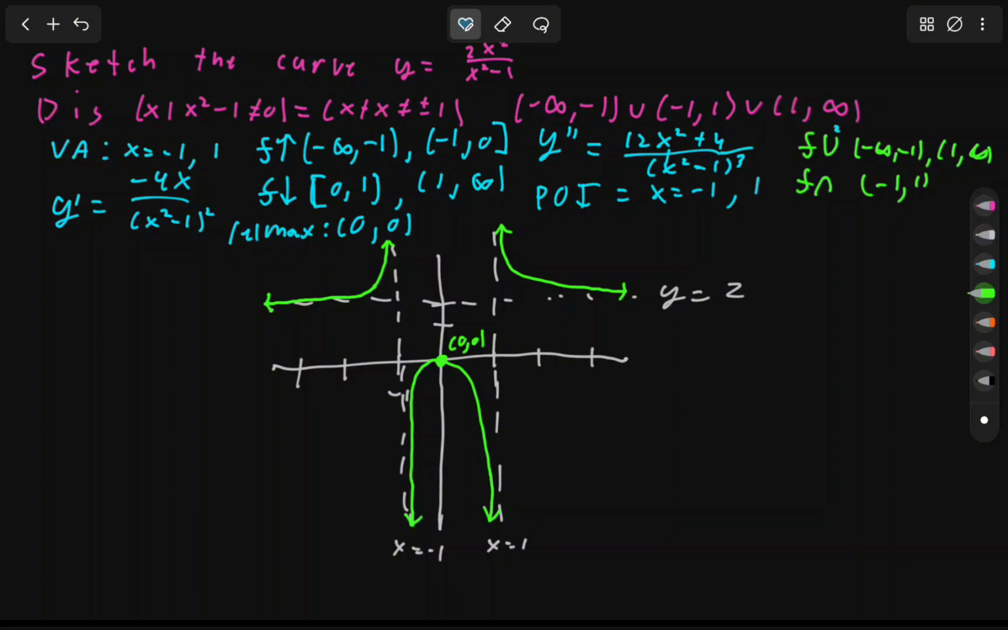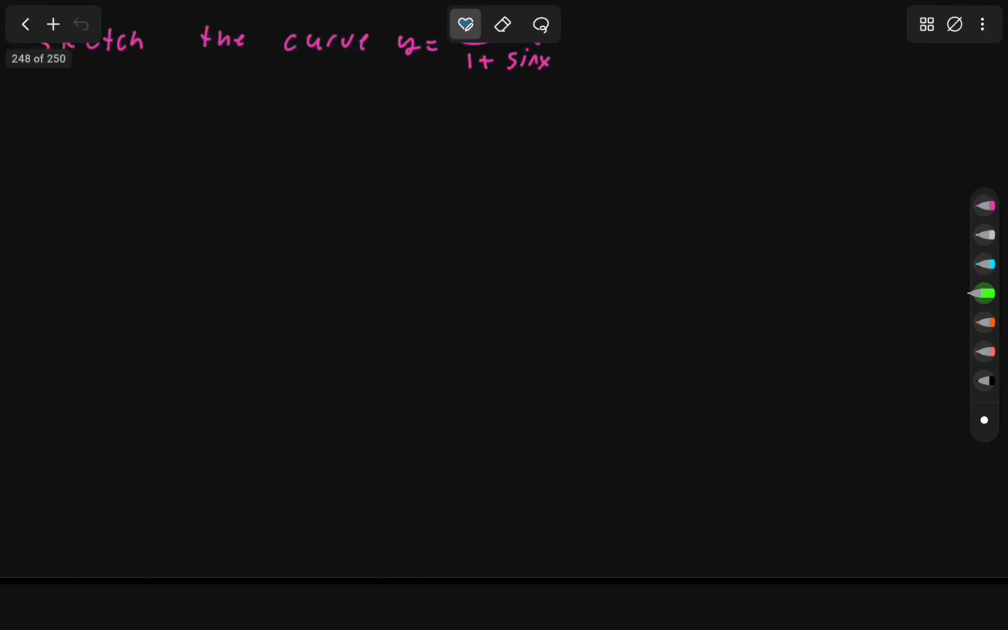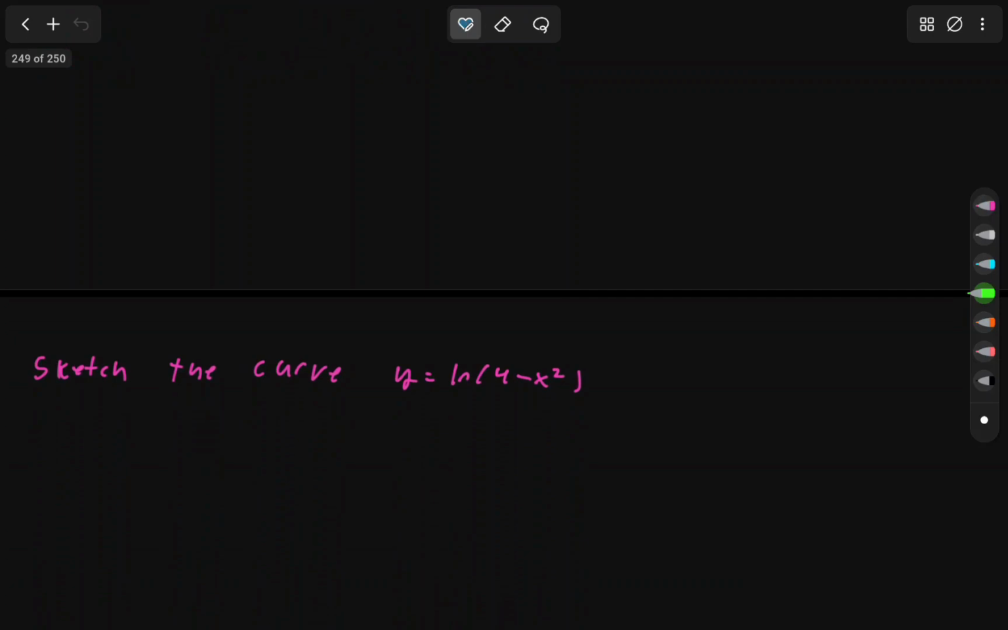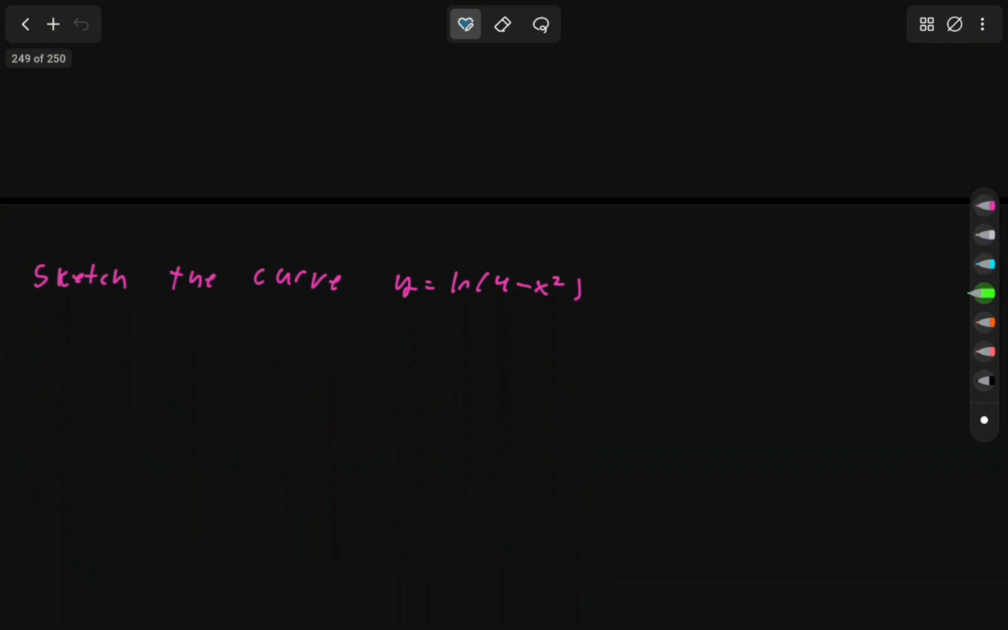Well, this is all I have for you today. I'm going to give you 2 more example problems that you can work on. I'm not going to do them in this video because it'll be too long. For one, we have y equals cosine of x divided by 1 plus sine of x. And the other is the natural log of 4 minus x squared.